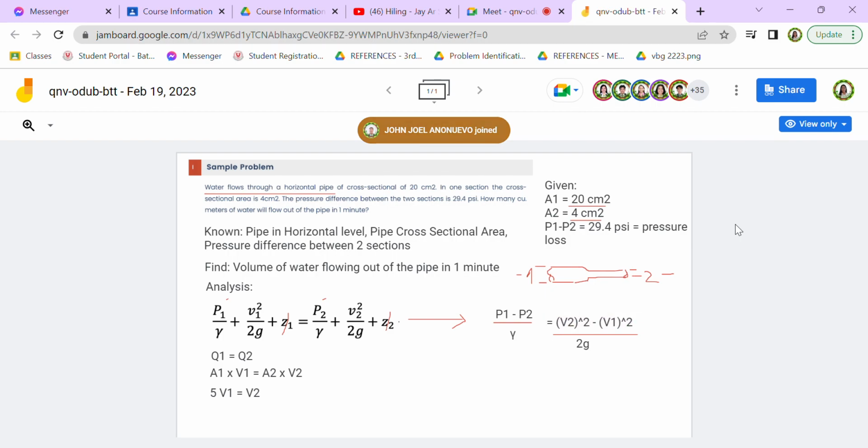So first, let's convert the value of 29.4 psi into metric unit. It should be in kPa. So we know that for every 14.7 psi, there will always be 101.325 kPa. So let's convert it. 29.4 times 101.325 divided by 14.7. So our value for the change in pressure or the pressure drop would be 202.65 kPa.